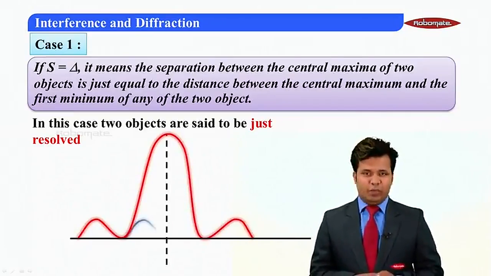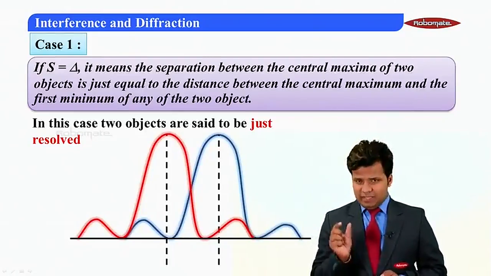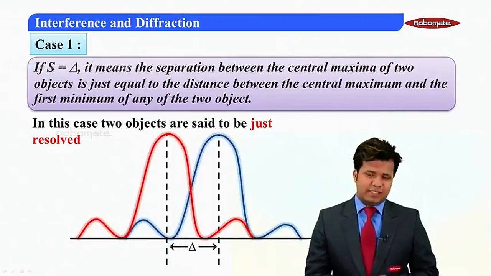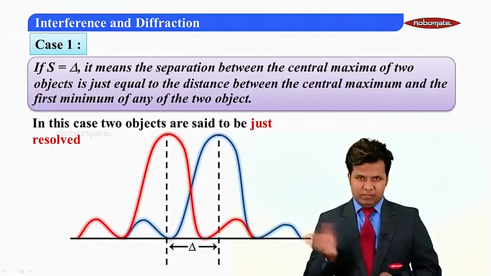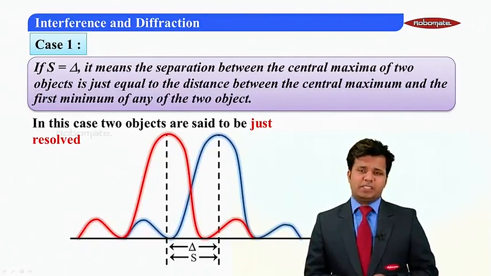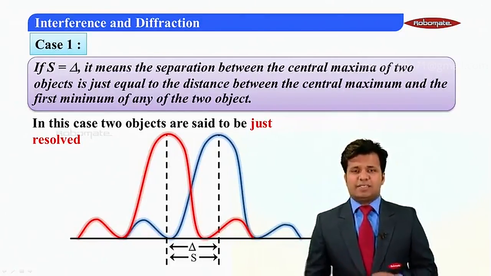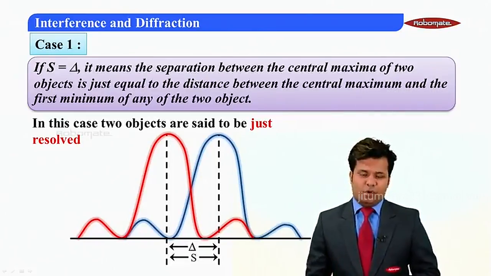So how would the graphs look? Here we have the red wave and here we have the blue one. So you can see they have a distance of delta between their central maximas, and the distance is S between these central maximas. In this case both are the same, so we would say they are just resolved.